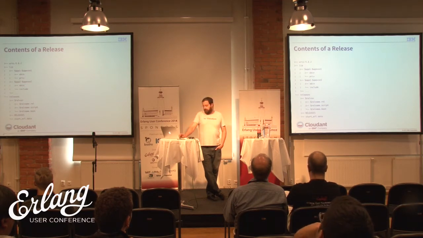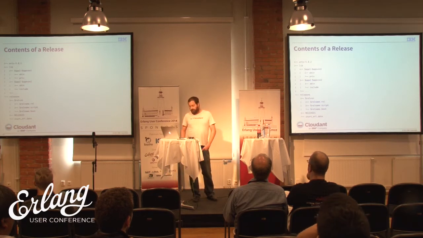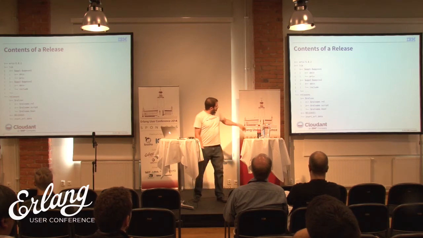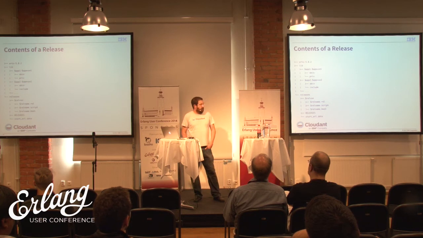The rel version subdirectories contain all of the metadata related to a specific version of your application. The releases file, capital RELEASES, contains a textual Erlang term describing all of the releases that have ever been on that node or have ever been unpacked on that node.